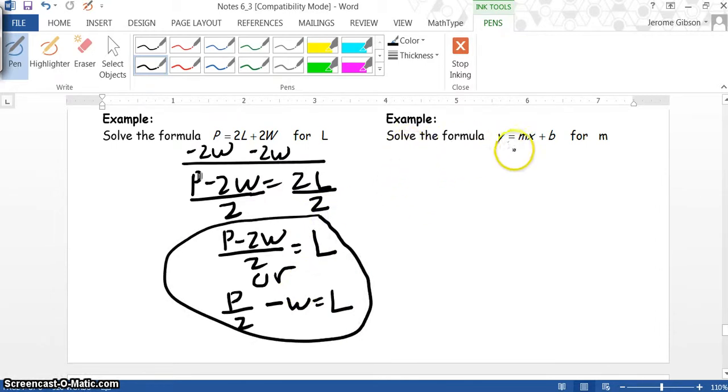Now we have to solve the formula y equals mx plus b for m. So we need to get m by itself. So the first thing we should do is subtract b on both sides.